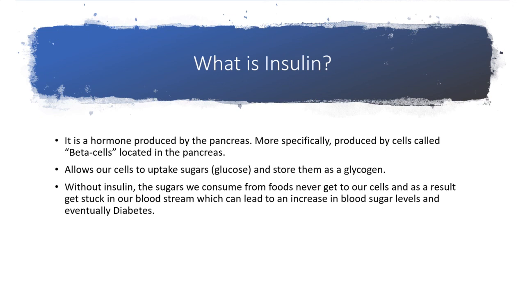Without insulin, the sugars we consume from our foods never get to our cells, and as a result get stuck in our bloodstream, which can lead to increased blood sugar levels and eventually diabetes, which is also why you hear about diabetic patients getting their limbs amputated because their blood is so thick, there's no oxygen able to be transported in the blood, and eventually the tissue just dies off, so you got to get that cut off.